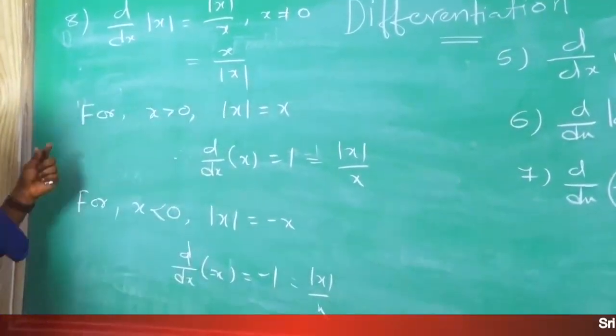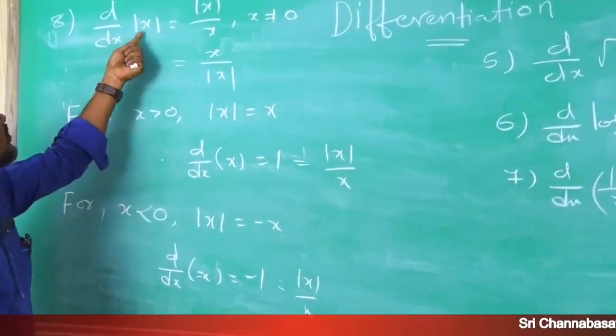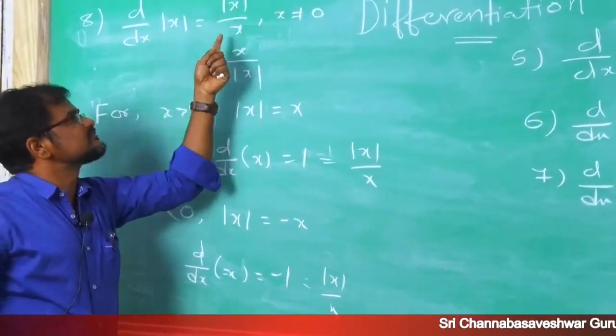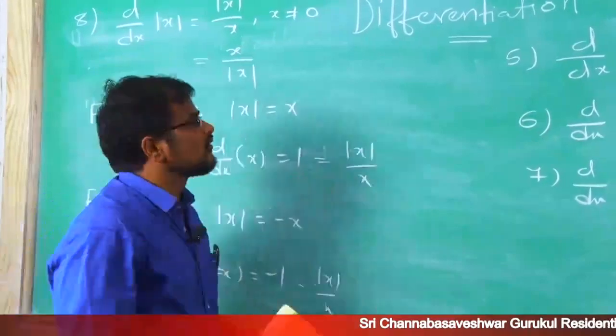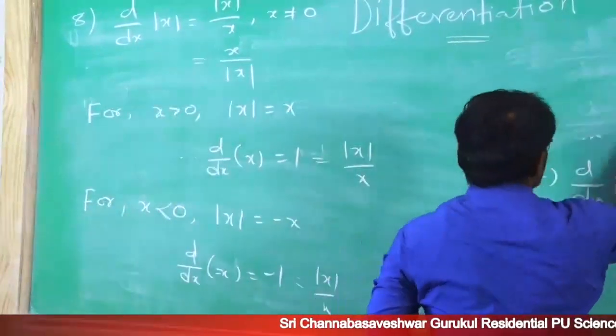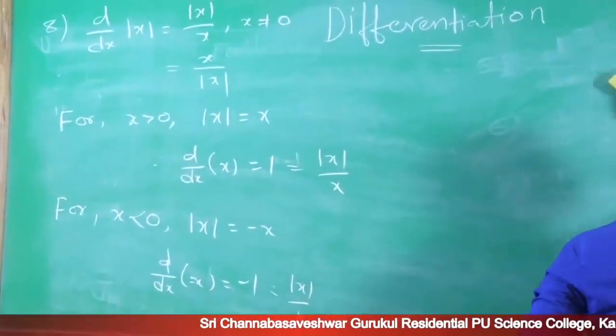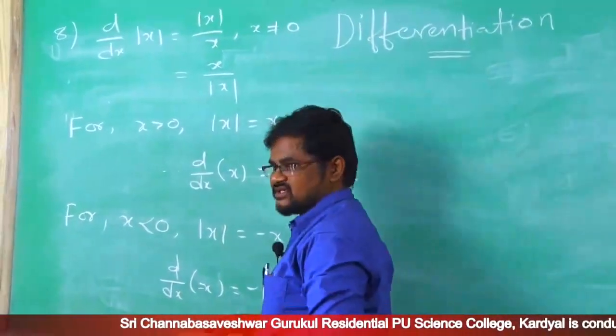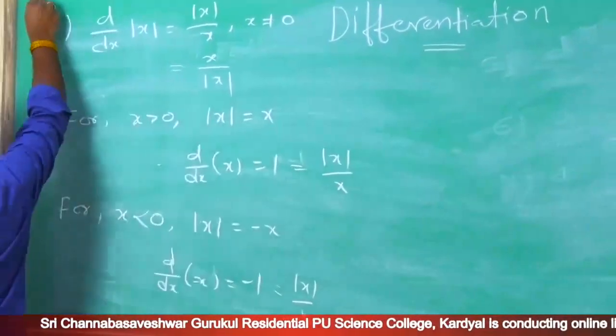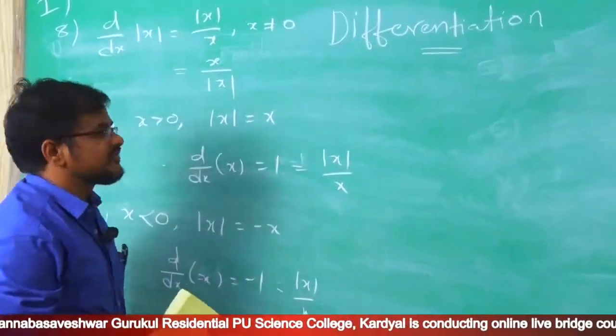So you got the differentiation of mod x equals mod x by x whenever x not equal to 0. So these are the differentiation of basic elementary functions.